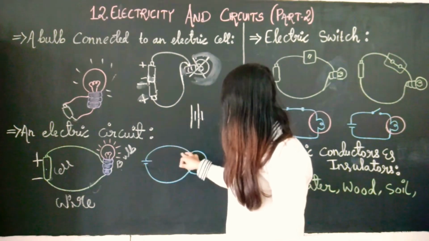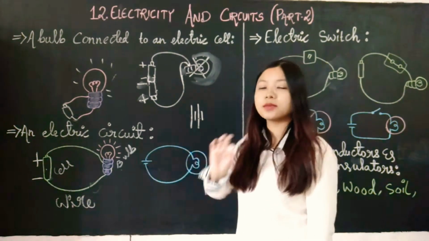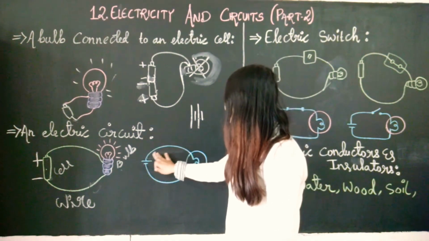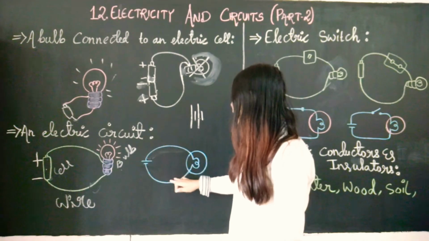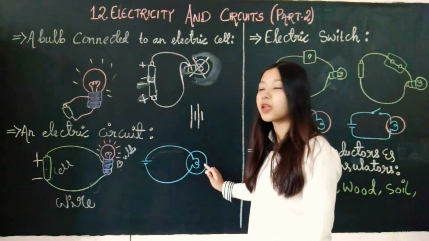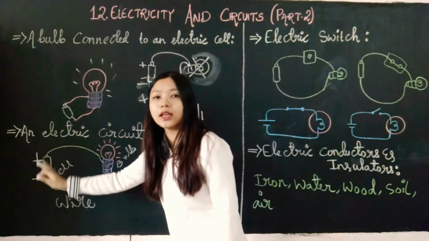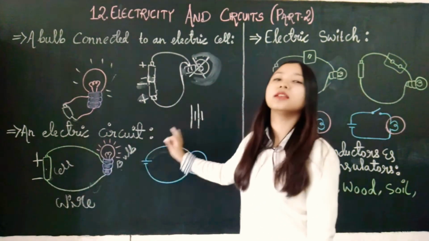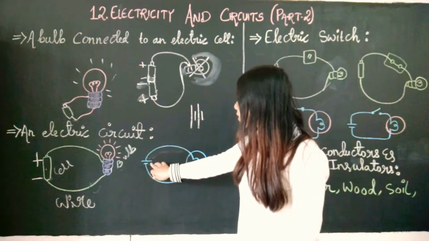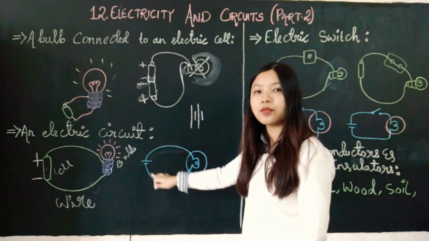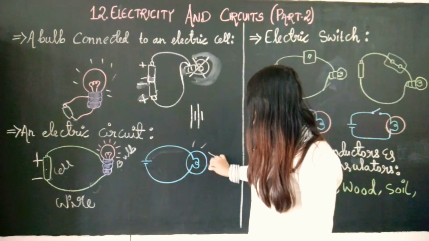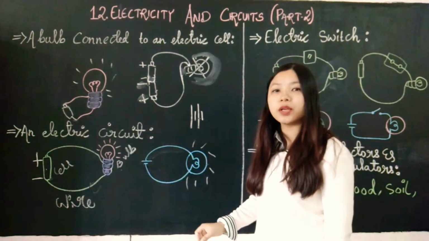Wires can be drawn simply in such a way. Simple lines can be used to show the wires. Then an electric bulb simply can be shown in this way. So this is an electric circuit, and this is the electric circuit diagram, where a cell is shown in this way. These are the wires and this is the bulb. If the bulb glows, we can do like this. This is a glowing bulb.